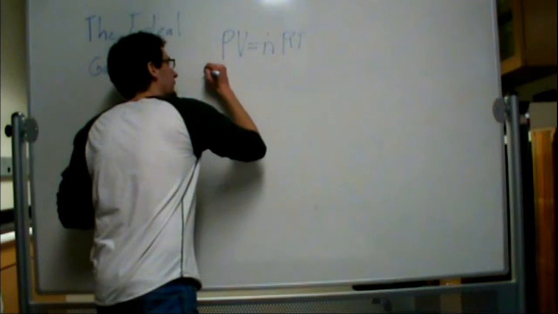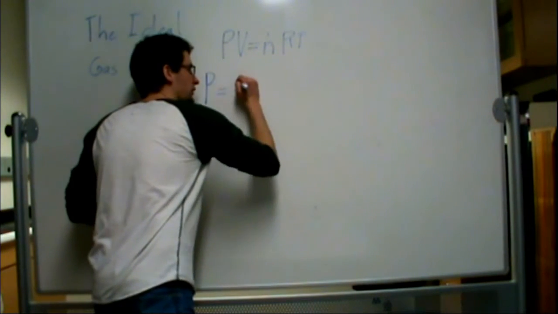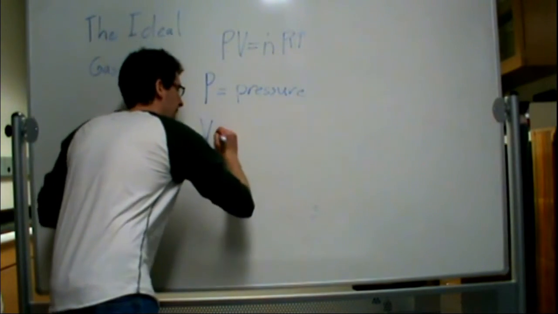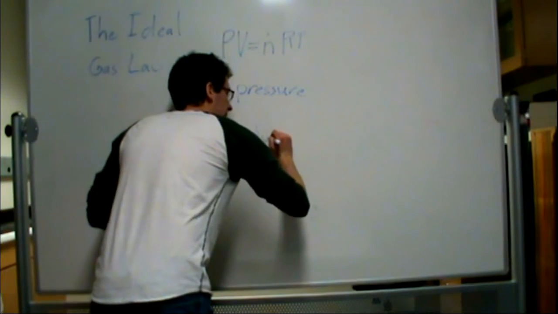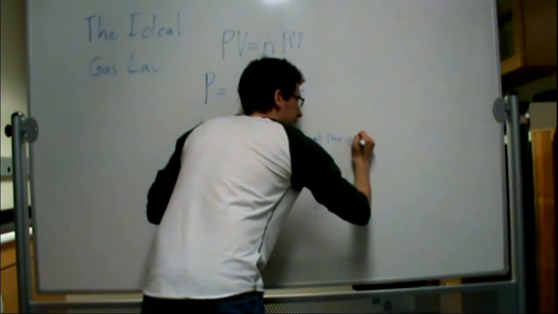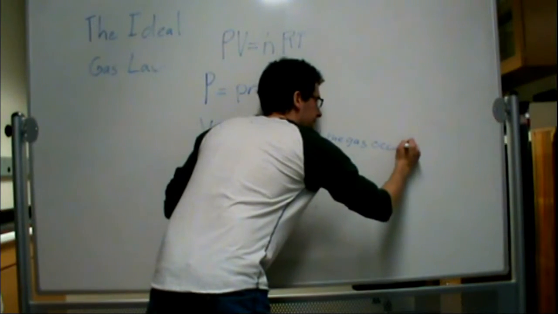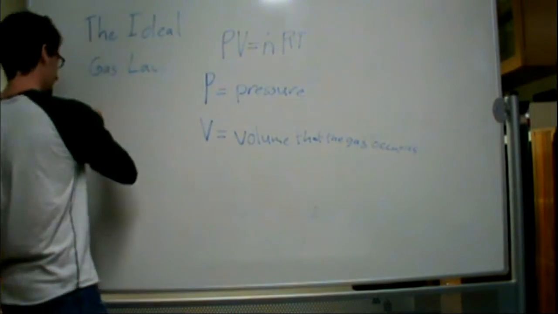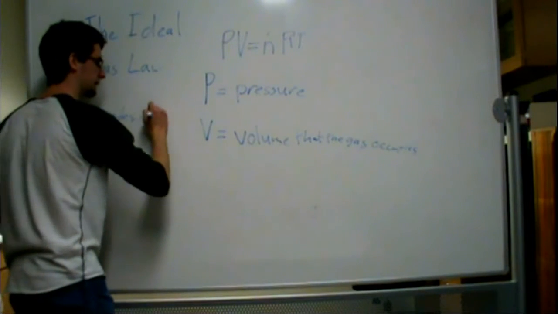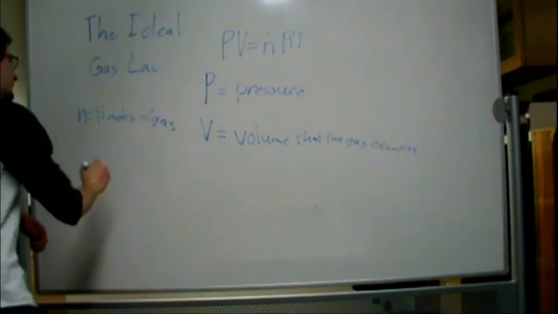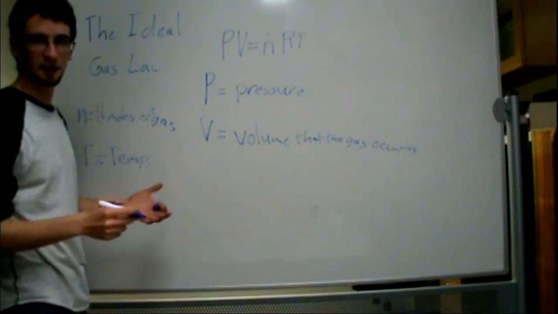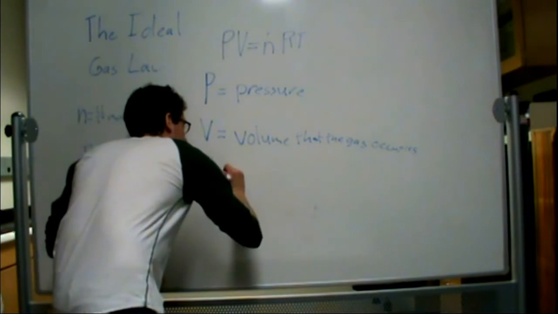I already previously alluded to that P is equal to pressure. V is equal to the volume the gas occupies. N is the number of moles of gas. T is the temperature. And R is an ideal gas constant, which I will give the value for in a little bit.